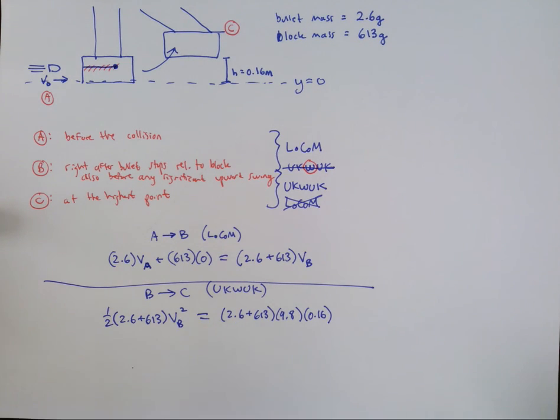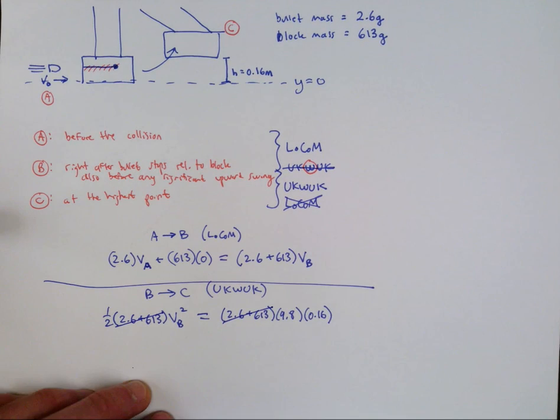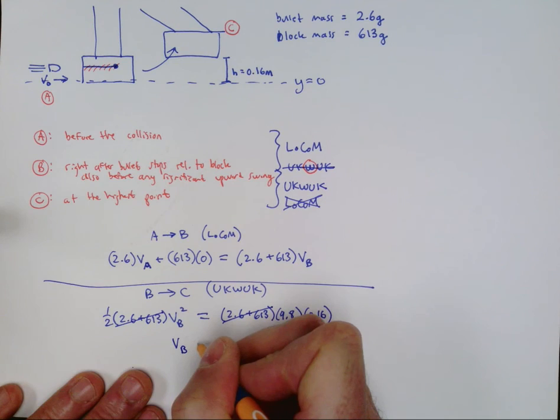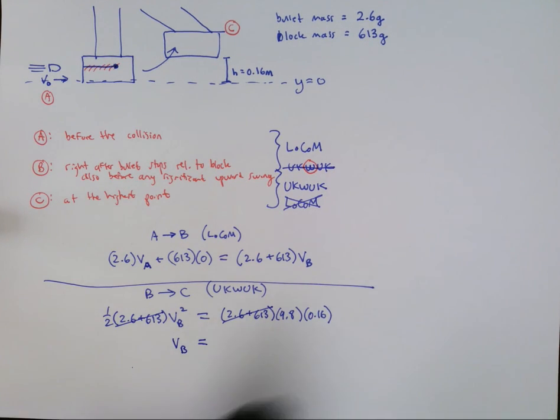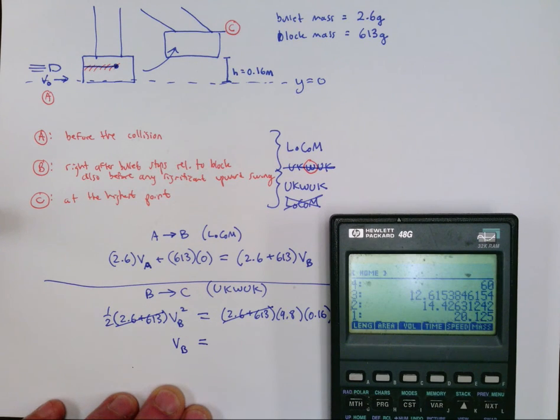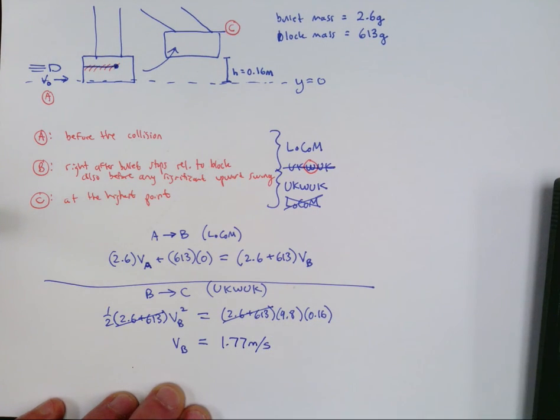And again, you might be saying, why didn't you convert this to kilograms? Well, look, we've got the same thing on both sides of the equation, so it cancels out. So this allows us to figure out the speed at B. This is the speed right after the collision. So let me get my calculator here. 9.8 times 0.16, multiply by 2, take the square root. 1.77 meters per second is the speed right after the collision.